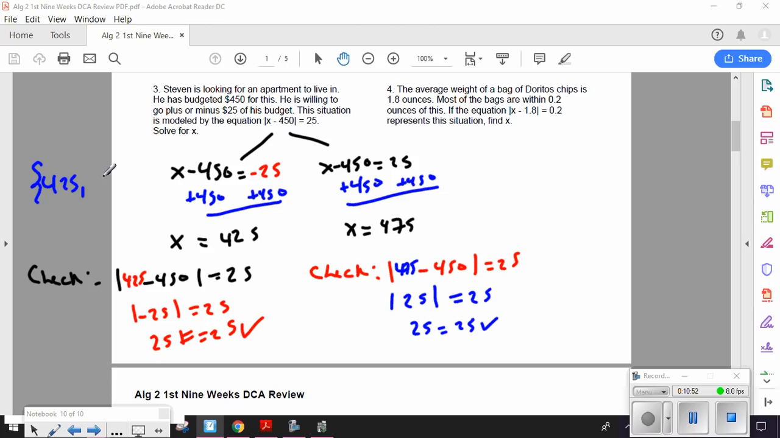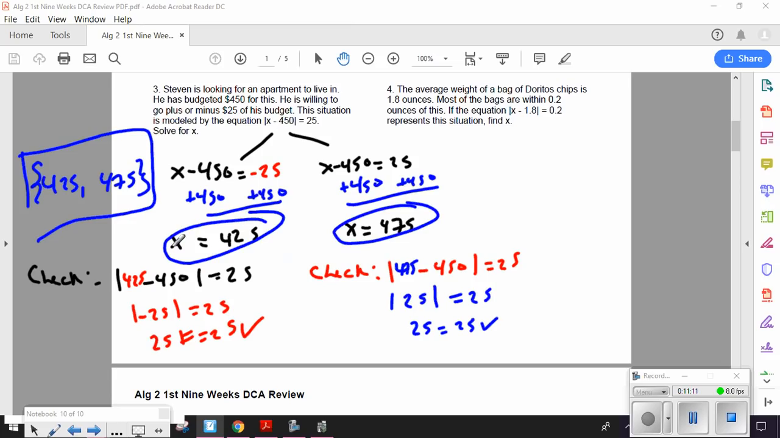425 and 475. I'm introducing this new way of showing your system just in case. You never know what could be on the DCA, so be prepared. But for me, just circling both of them is plenty. But just in case you see something that looks fancy like this, you're prepared.